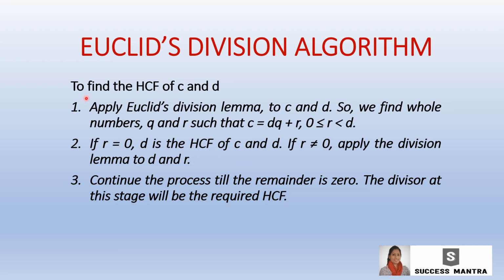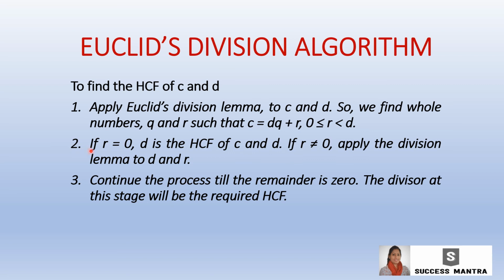To find the HCF of C and D, step 1 is to apply Euclid's division lemma to C and D. So we find whole numbers q and r such that C is equal to Dq plus r and 0 less than or equal to r less than D. This is nothing but dividend is equal to divisor into quotient plus remainder, and the remainder should be less than the divisor.